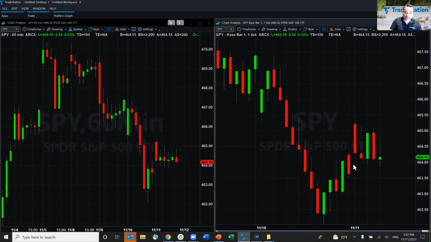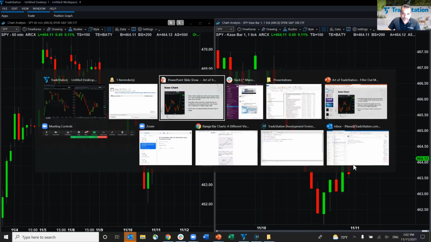In a range or momentum chart, that trade would have been split up, and this bar would have been exactly $1, and the next one would be exactly $1, okay? So let's go here to the next one.